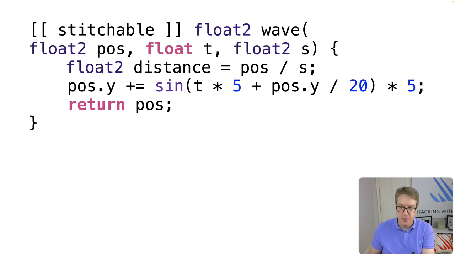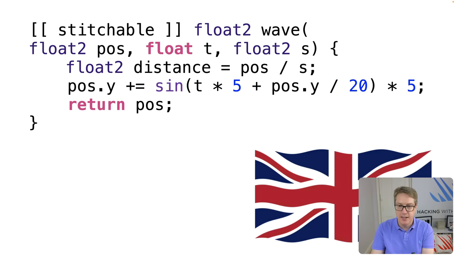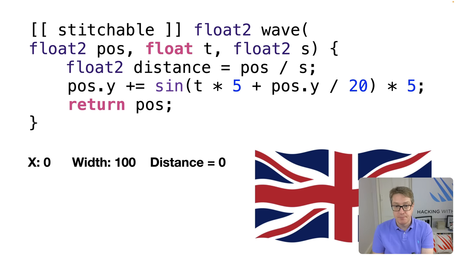Think this one through. We have our flag picture here. If we have an x value of 0 and a width of 100, we do our position 0 divided by 100, and the distance would be 0. And so the left edge of our flag will have an x position, or a distance, sorry, of 0. That's how far we are from the left edge here.